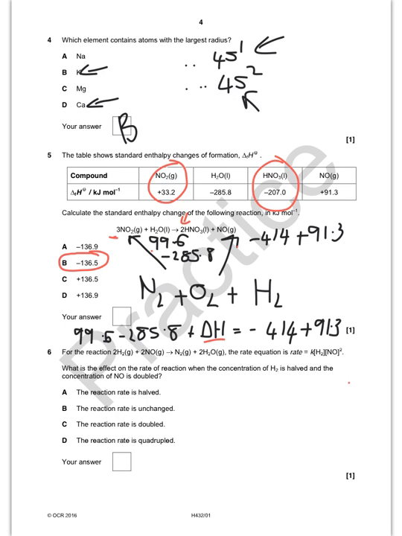Okay, so we're now going to work out what happens when I halve the concentration of hydrogen. So the new rate is going to be proportional to a half of what you had for H2 times double NO, which is going to be 2 squared. So that's a half times by 4, which is equal to 2. So the reaction rate will be doubled, which is C.